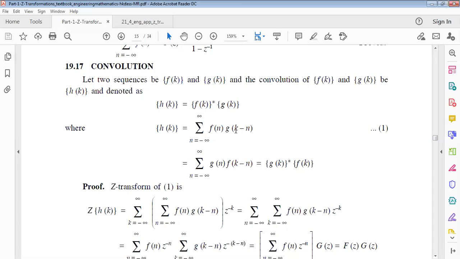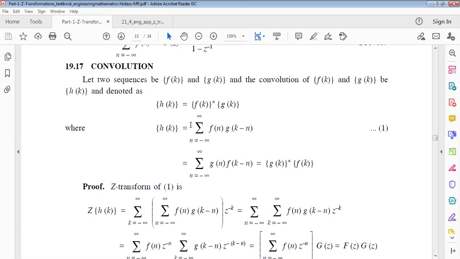Actually this also can be written as the sum from n equals minus infinity to plus infinity of g(n) f(k minus n), where f can be changed to g and g can be taken as f. Actually these are identical. This is the convolution form of these two sequences. Now we have to prove this.